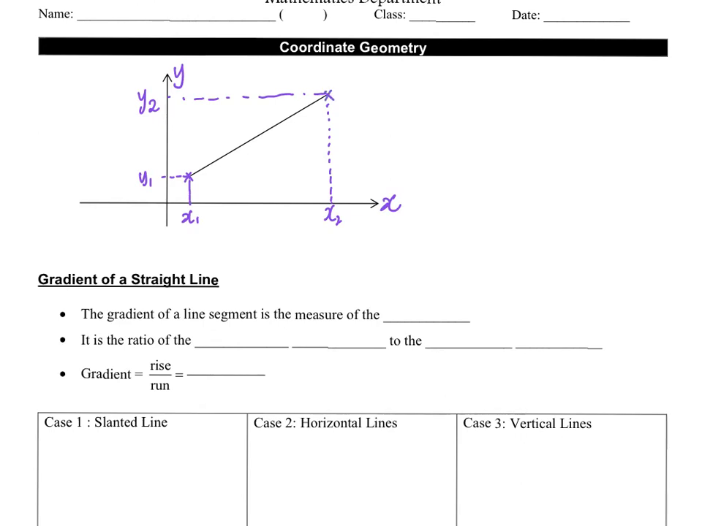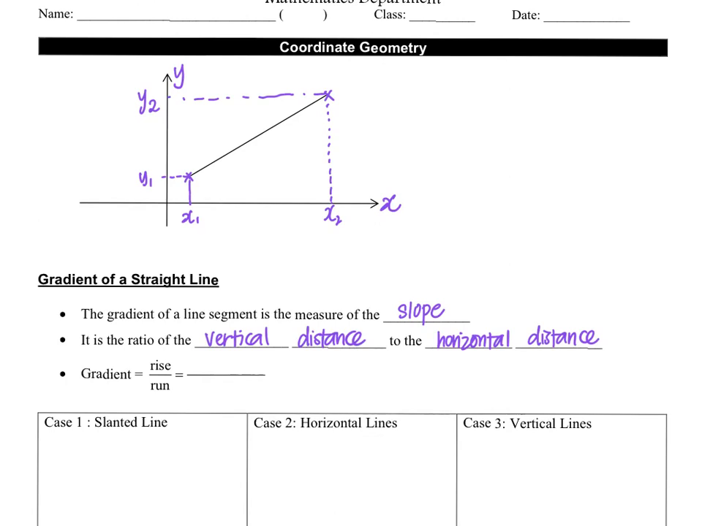If I were to find the gradient of a straight line, the gradient is a measure of the slope of this line. It is the ratio of the vertical distance to the horizontal distance. Which means the vertical distance is the rise, over the horizontal distance, which is the run. Now, what is the rise in this case?